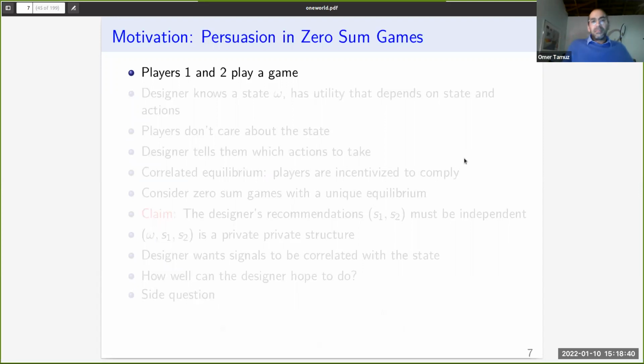Okay, so back to persuasion in zero-sum games. We're going to have players one and two play a game. And we're going to have a designer, an information designer, who knows some state omega and has a utility that depends on the state and on the players' actions.